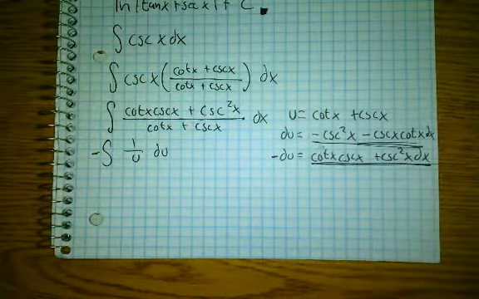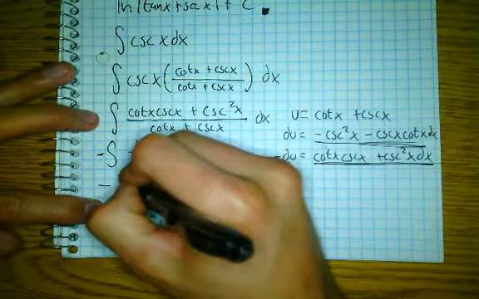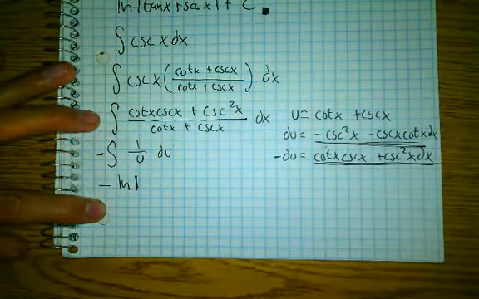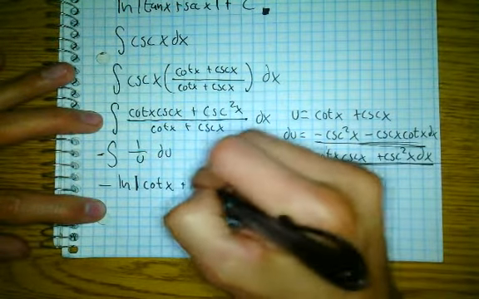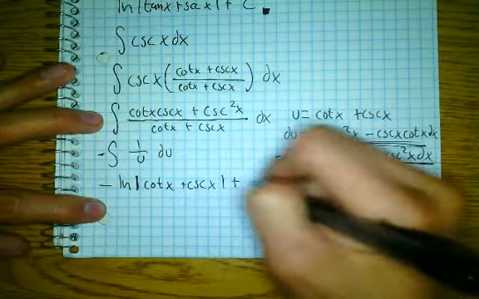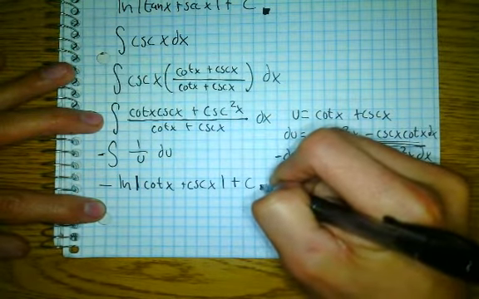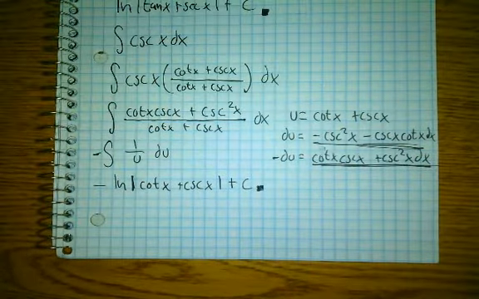What is the integral of 1 over u? ln. So it's going to be the natural log of the absolute value. I'm going to go ahead and replace the u with what we had originally, which was cotangent x plus cosecant x. And do not forget your constant of integration.